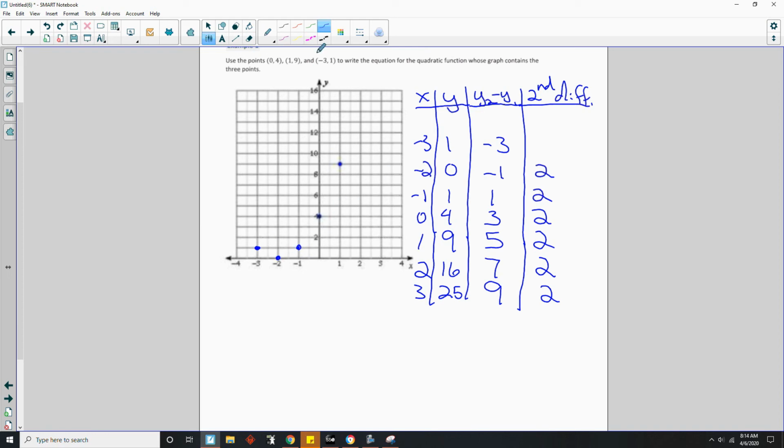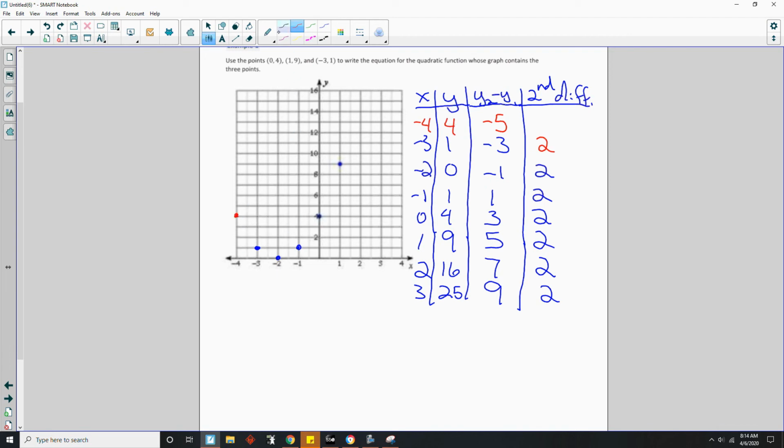And now we can see if we continue, I'm going to change colors now. If I continue this way, if I go to negative 4 and there's a common difference of 2, then negative 3 minus 2 is negative 5. And 1 minus a negative 3 is 1 plus 3, which is 4. So it would be the point negative 4, 4.